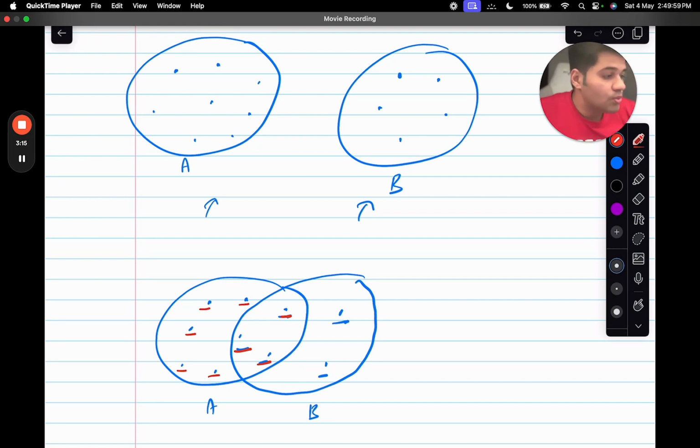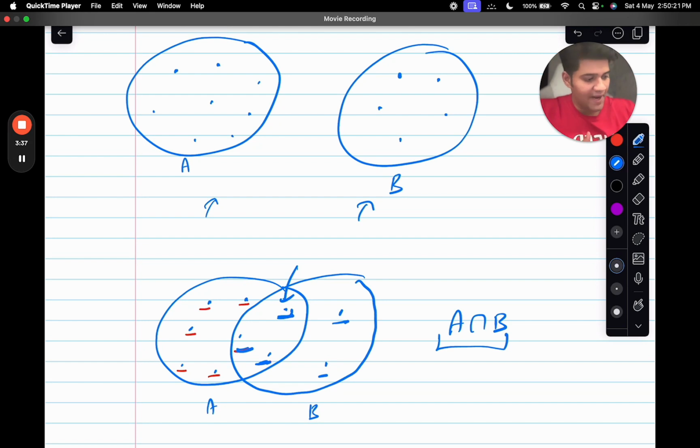Now which part represents A intersection B? This part here, these 3, this and this. These 3 represent the intersection. These are people who are in A as well as in B. So they are both in A and B. So this represents A intersection B, meaning the people who learn both physics and chemistry.